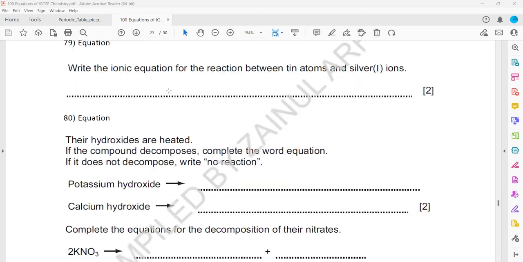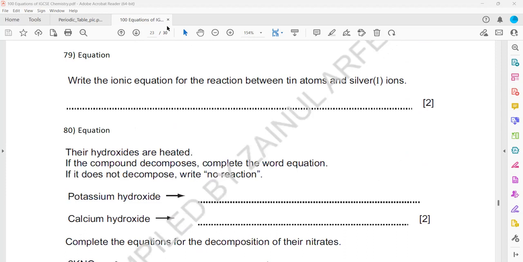Write an ionic equation for a reaction between a tin atom and a silver ion. Tin is Sn and silver is +1. Tin is more reactive and tin's valency is +2. So Sn2+ will be there, and Ag. Then we just have to balance the equation.